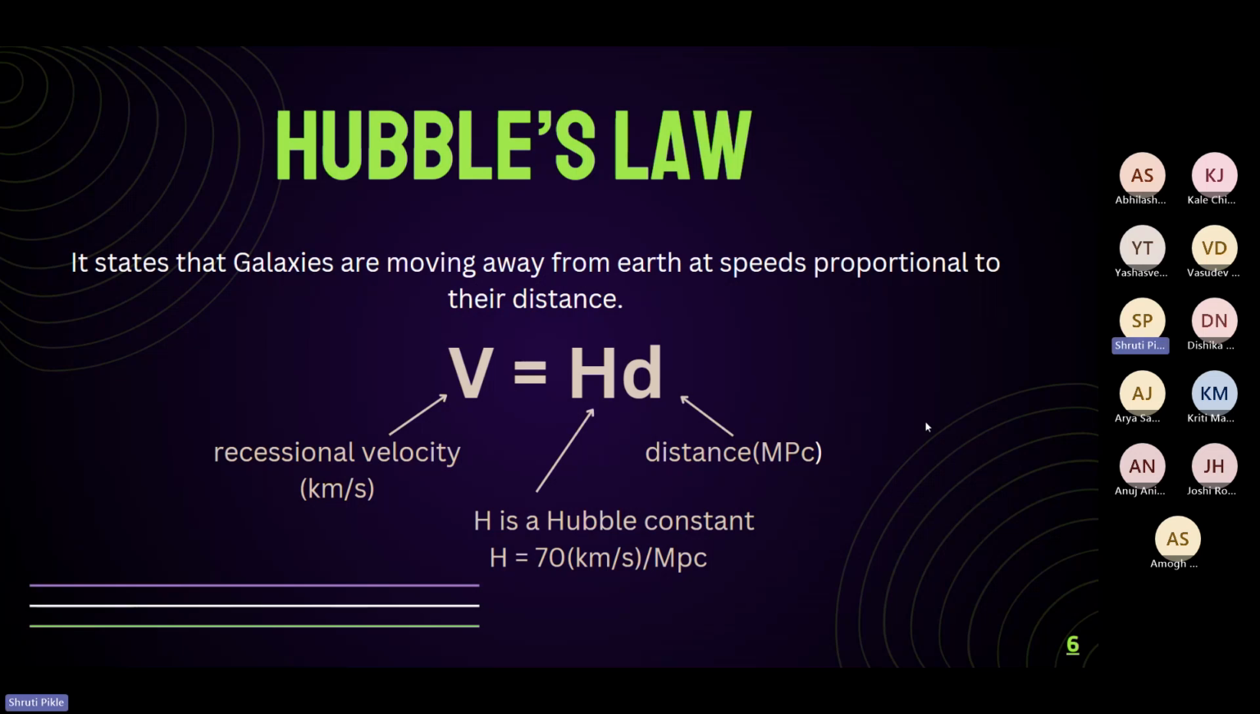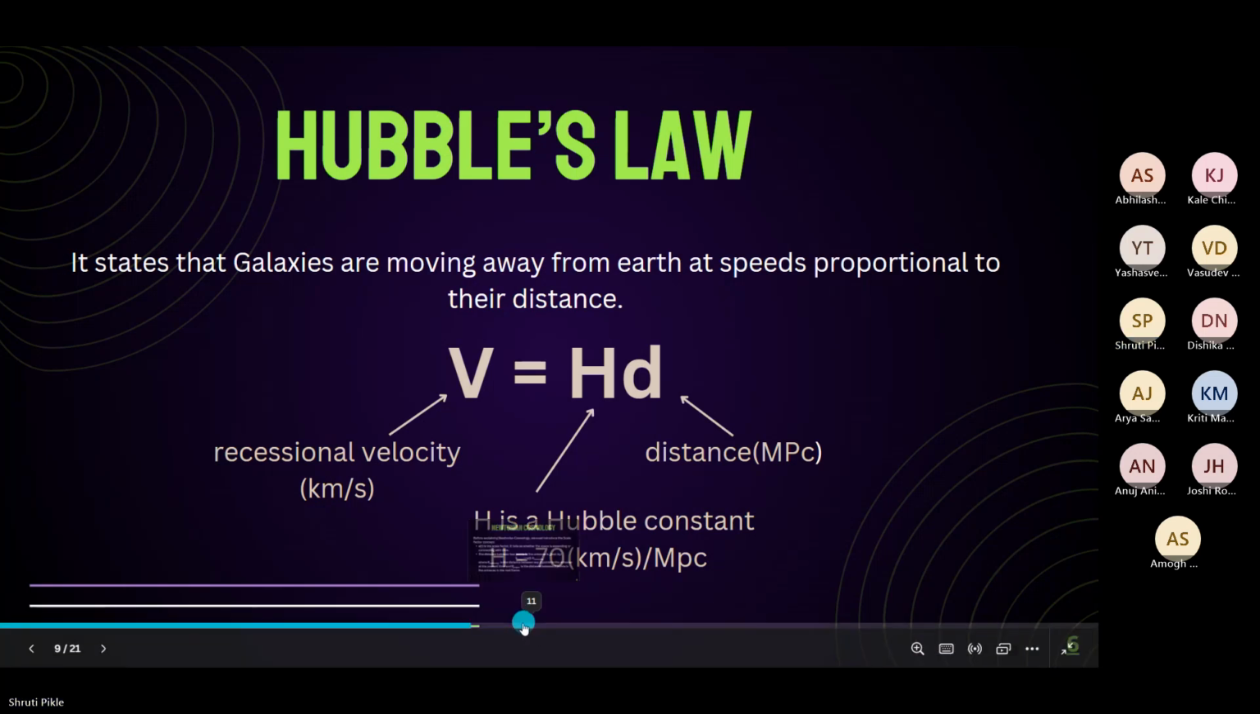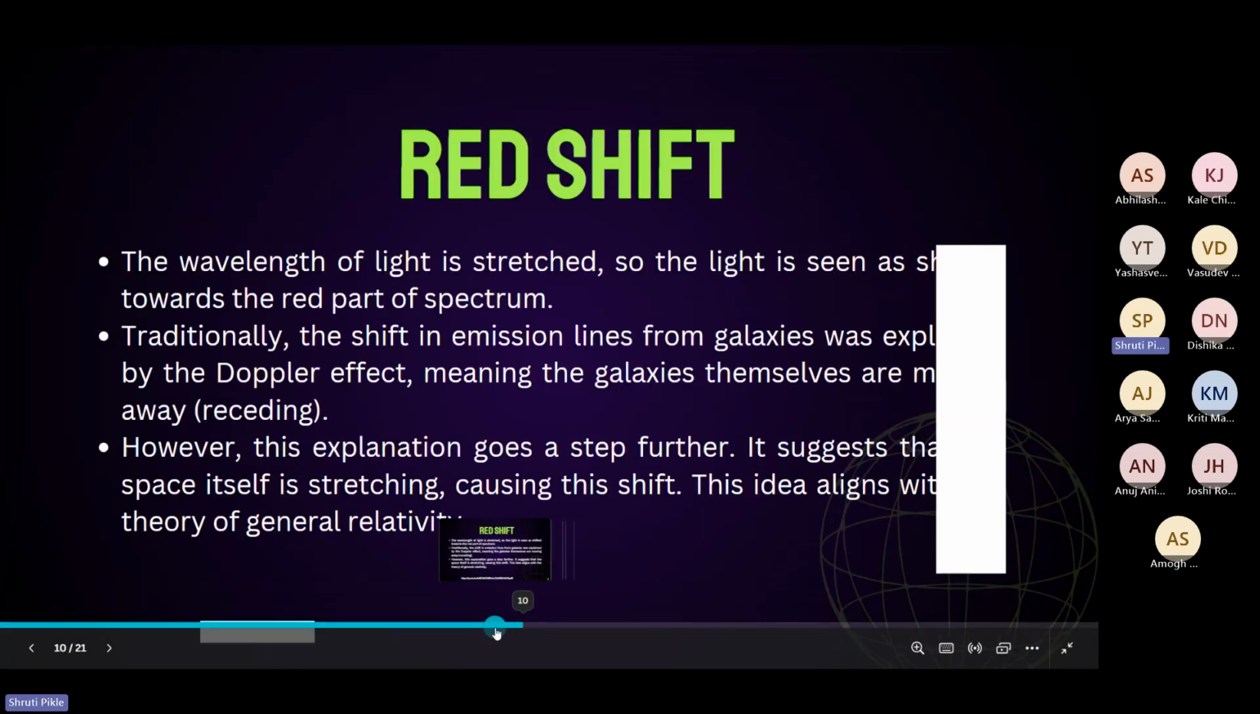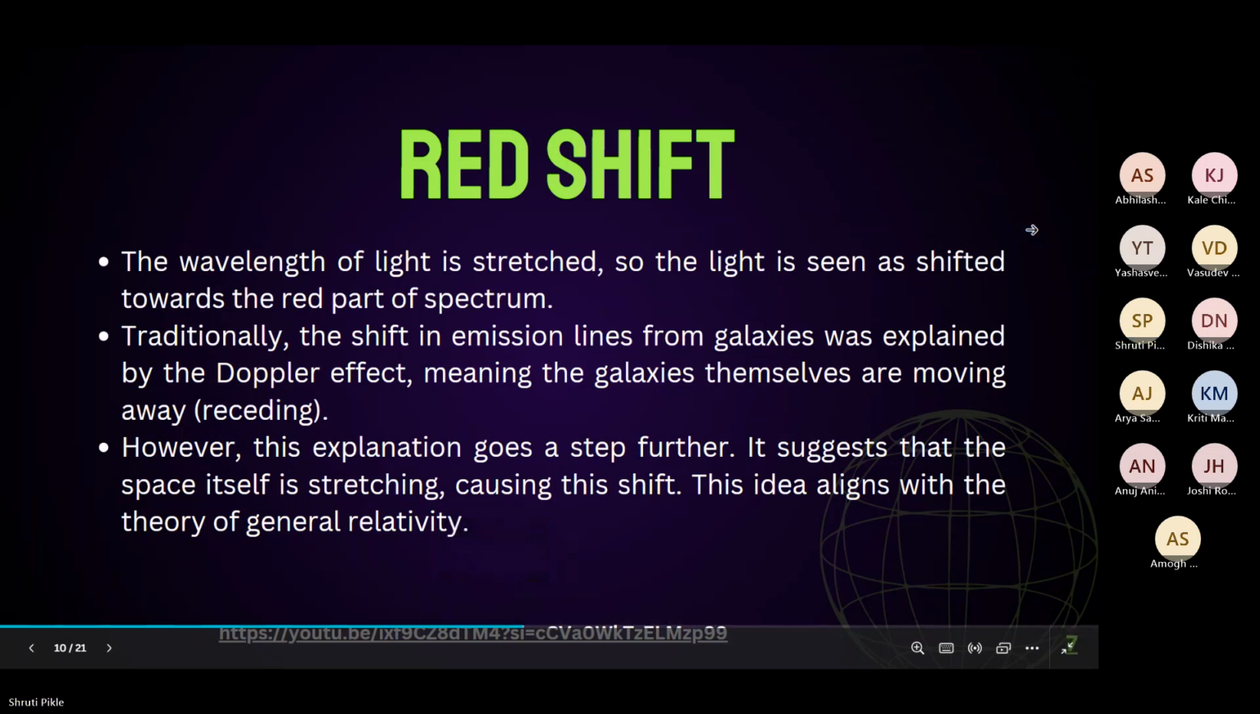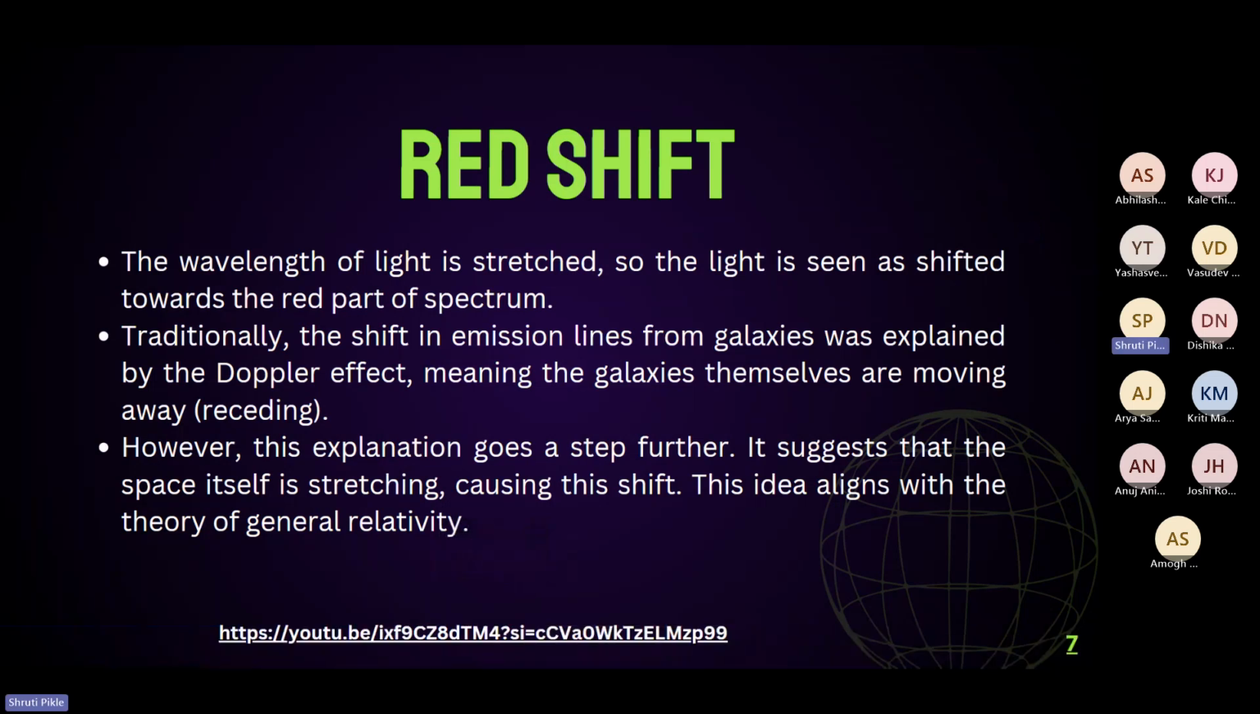So, coming back to expansion. Since the universe is expanding, it must have some effects, right? Some visible effects that we can notice. One such effect is the redshift. So what is redshift? The wavelength of light is stretched, so the light is seen as shifted towards the red part of the spectrum. What does that mean?